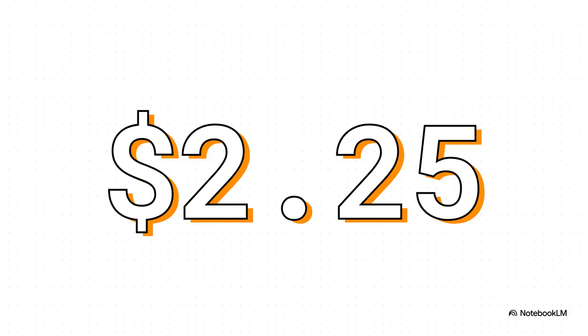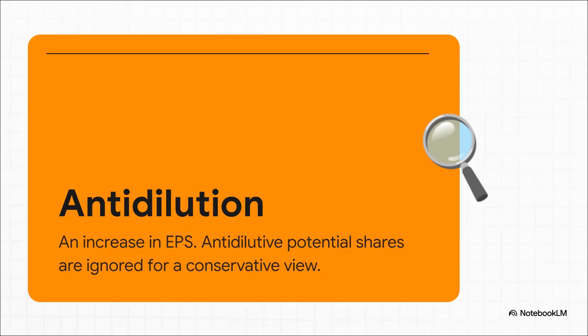Well, the company's diluted EPS would drop. Maybe it's now $2.25. That number shows the potential impact of all those promises the company made. It's the worst-case scenario for your share of the profits if all those options become real shares, diluting the value for everybody. Now here's a super important point.